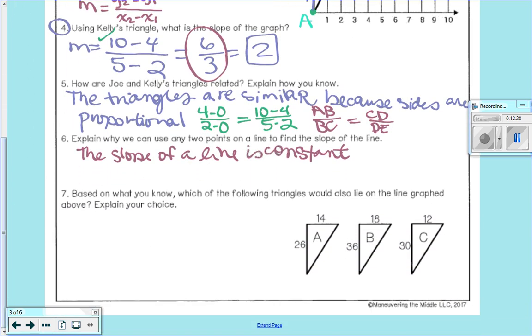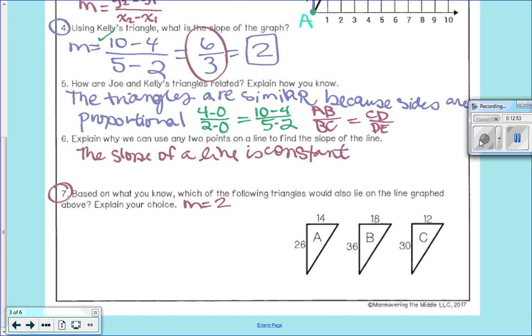All right, now based on what you know, which of the following triangles will also lie on the line graphed above? What was the slope of the line graphed above? What did it equal? It equals 2, okay? So with your table, I want you to try number 7.